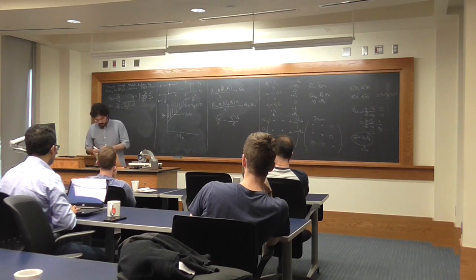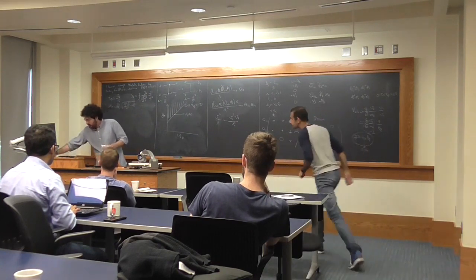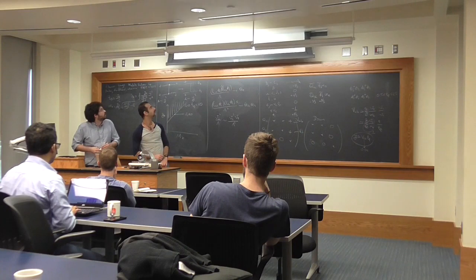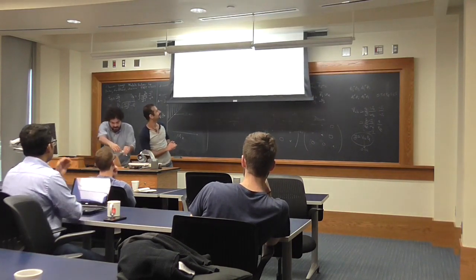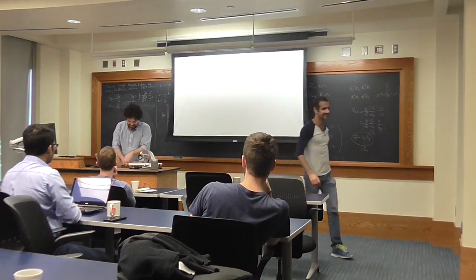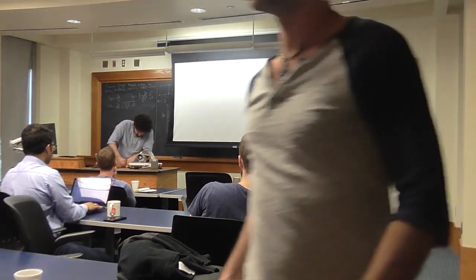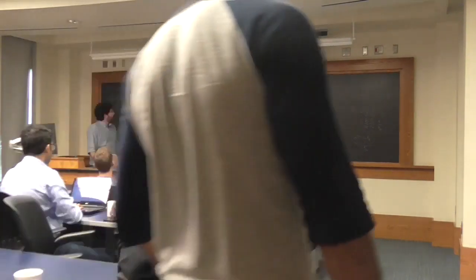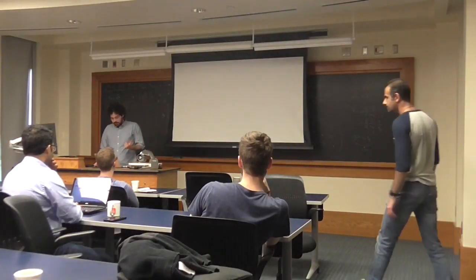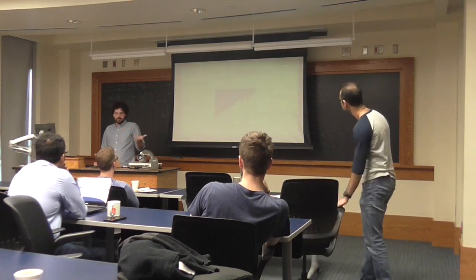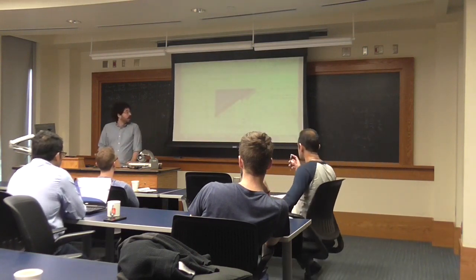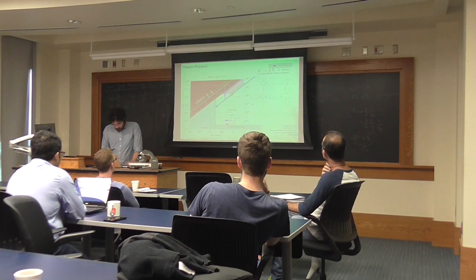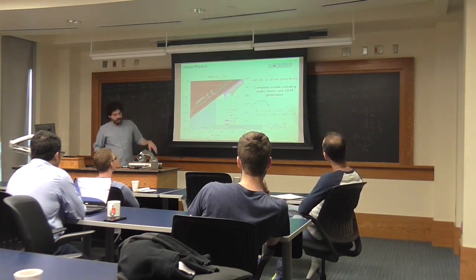So let me see if I can show you a plot. It might take a while to turn it on. But the point is, you cannot evade constraints by making the gauge coupling go to zero, because you still have the Goldstone. And this is what you get. Let me show just this for now.